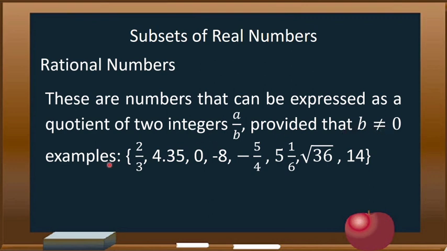Examples: we have 2/3, 4 and 3/500, because we can express these as a quotient of two integers, or in fraction form. We have 0, negative 8, negative 5 over 4, 5 and 1 over 6, and the square root of 36, because the square root of 36 is exact, so it is equal to 6, and 6 can be written as a fraction. 14 are also rational numbers.